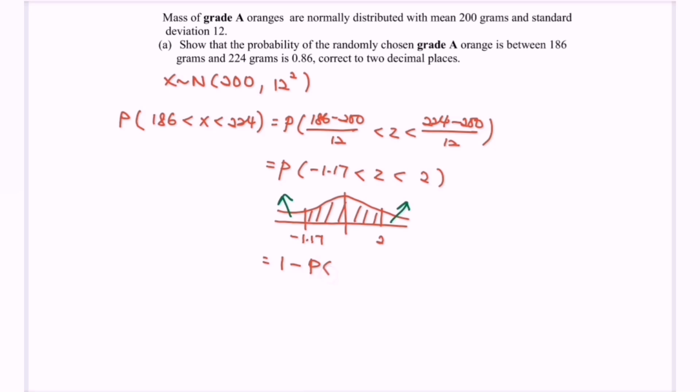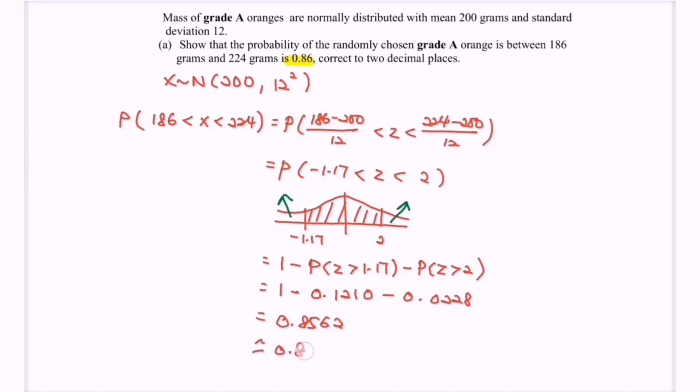1 minus probability that Z greater than 1.17 minus probability that Z greater than 2. Kindly refer to the table. 1 minus 0.1210, 0.0228. So if you simplify, we have 0.8562. Refer to the question. The question asks us to show that it is 0.86 correct to 2 decimal places. So kindly round it off. We have 0.86. So the probability that X is greater than 186 and less than 224 is approximately 0.86. So we have already shown the situation.